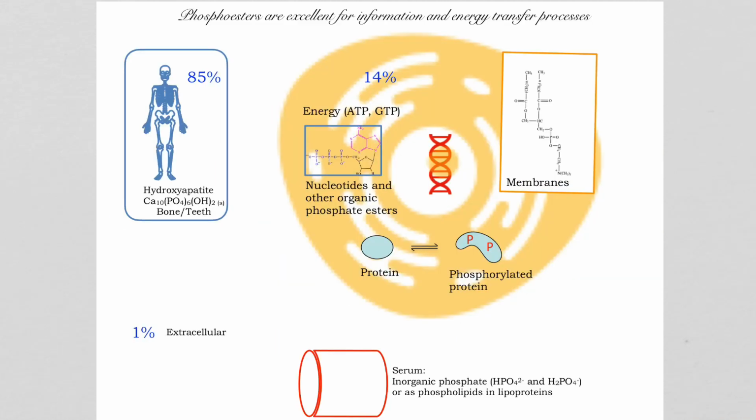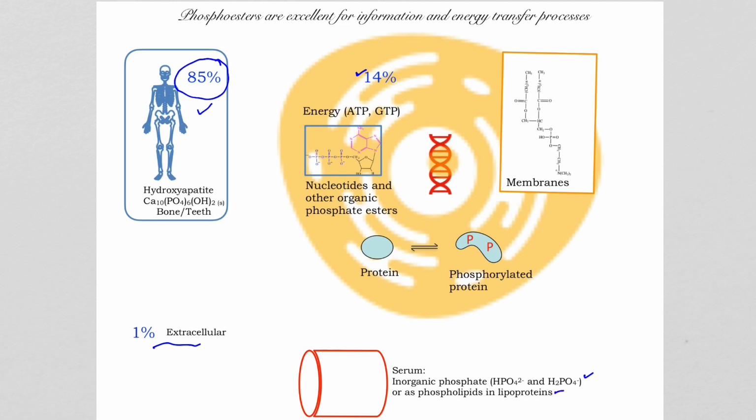So where is your phosphate located? Not surprising, we talked about calcium phosphate before. Most of your phosphate is in the skeletal system, over 85%. The rest are inside cells, about 14%, and then extracellular, outside cells, is very little, about 1%. So in serum, we have the inorganic phosphates, and we might have a little bit of phosphates in the lipoproteins.